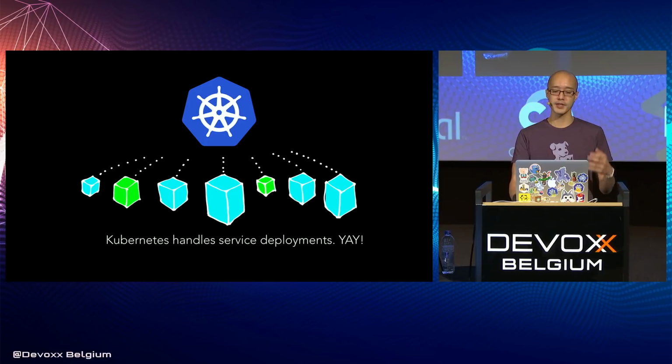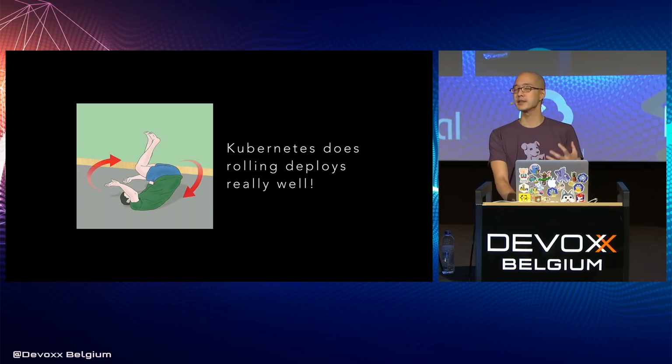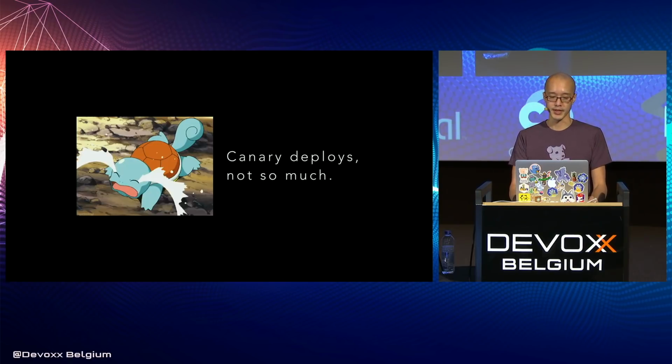Manages all our different services, and if we wanted to change one service or two services, it already does that, and so it'll do a rolling deploy. So why do you need a service mesh? Well, Kubernetes, as I mentioned, does rolling deploys really well. It does them so quickly that usually when you do a rolling deploy, it's impossible to get in there and actually pause it. By the time you're thinking, oh, I need to pause that and monitor, it's rolled over everything.